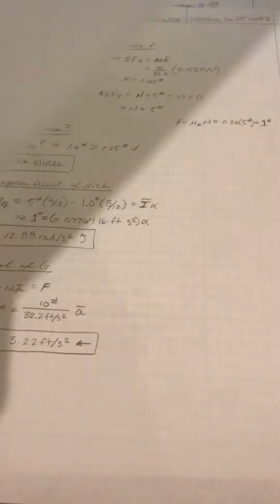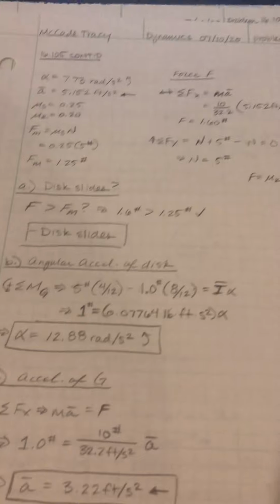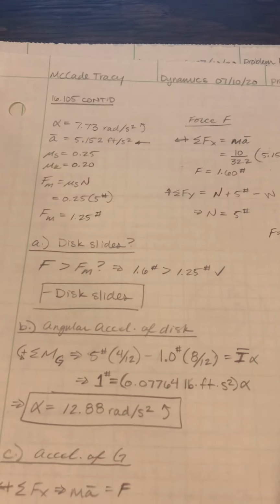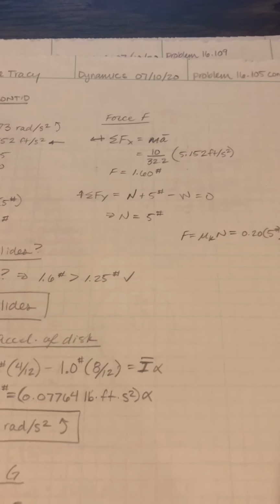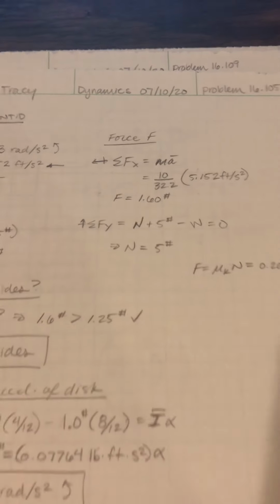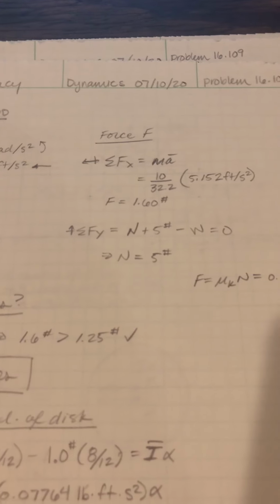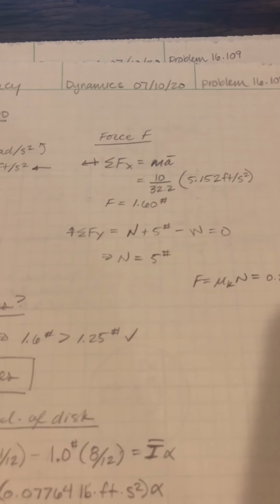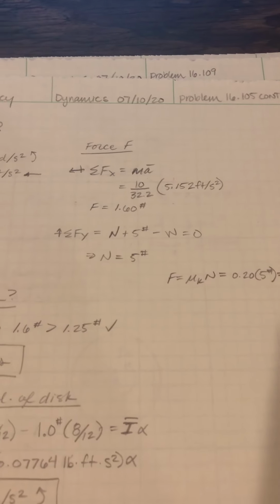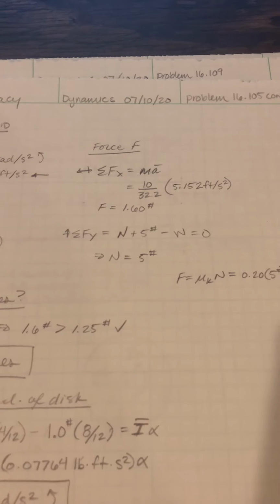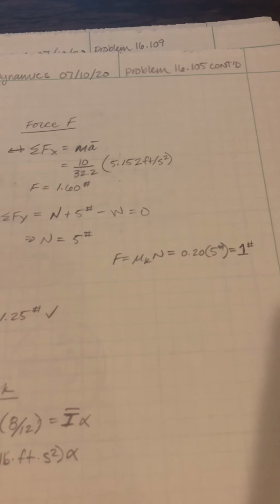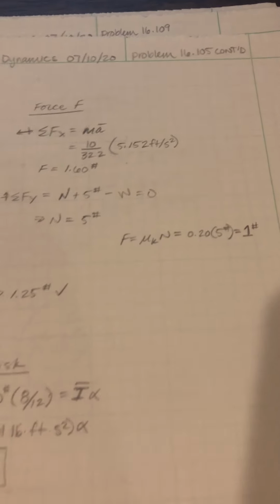Continuing on, to find if the disc slides, we have to determine the force F as we have in the free body diagram. We find the force by doing mass times acceleration. So we have the force is equal to 1.60, and the normal force is 5 pounds in the vertical direction. So using force is equal to mu k times N, the force is equal to 1 pound.